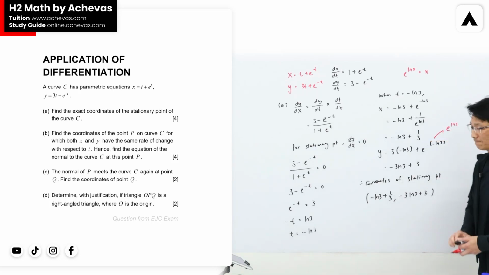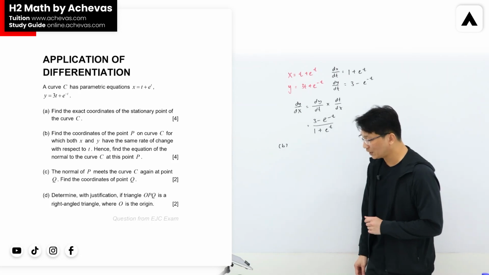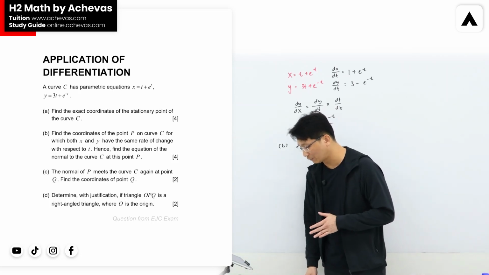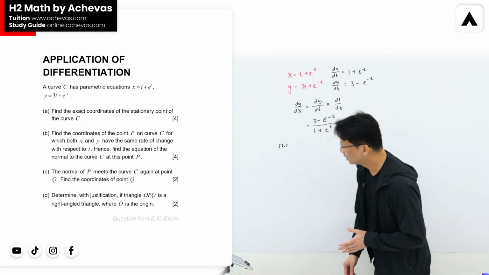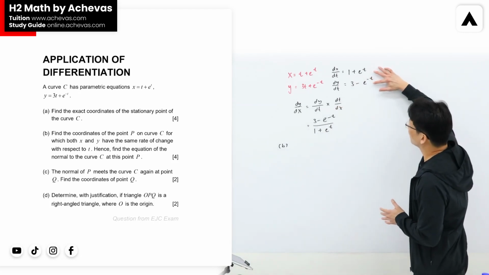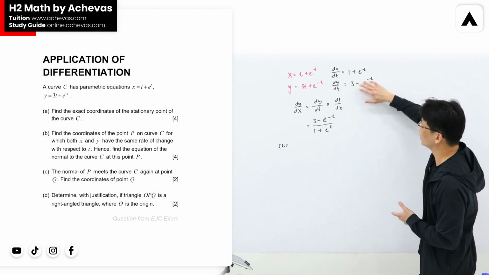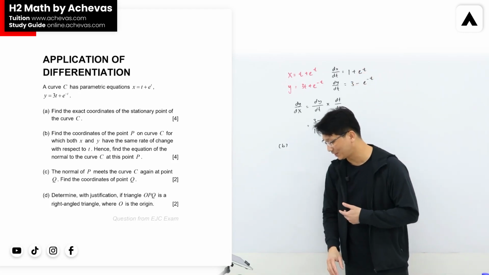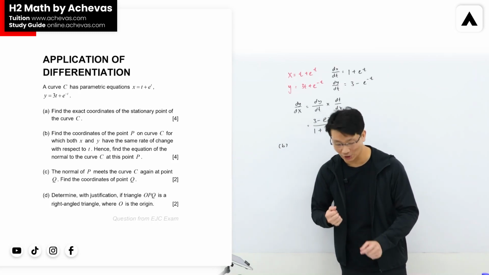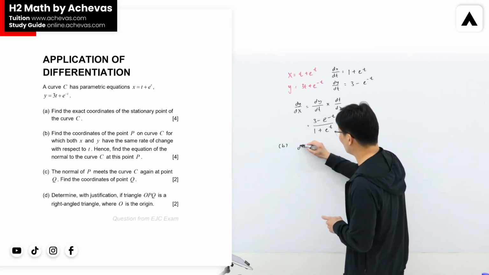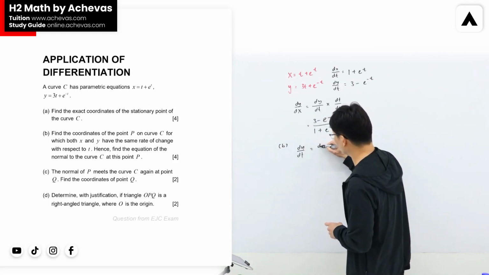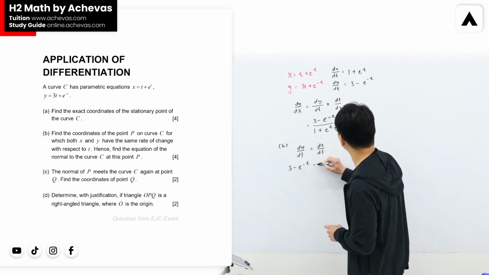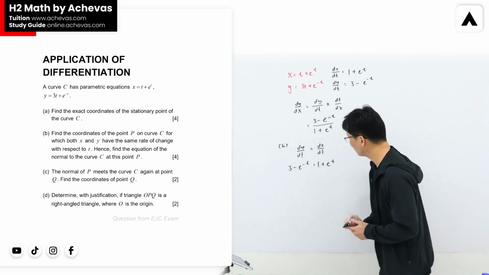plus 3. In part B, find the coordinates of the point P on the curve C for which both x and y have the same rate of change with respect to t. Since we already have the expressions for dx over dt and dy over dt, I'm just going to equate them together, since the question says they both have the same rate of change. So dy/dt equals dx/dt: 3 minus e to the power minus t equals 1 plus e to the power of t.